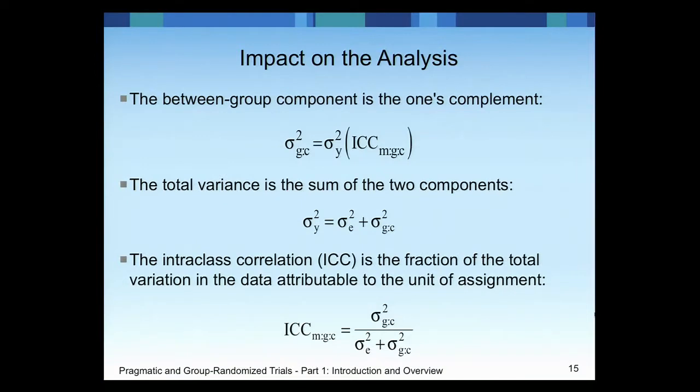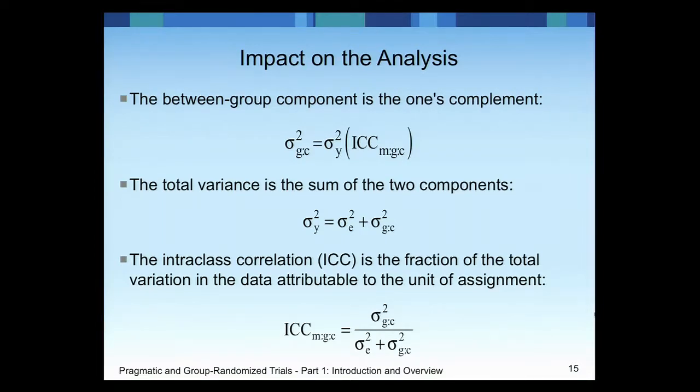It creates a second component of variance, however, called a group component, that is usually a very small fraction of the total variance, but it's still there, and it's shown in the top expression. The total variance is then the sum of the two components, the residual and the group component. Another way to define the intraclass correlation is as a fraction of the total that is attributable to the group. So sigma squared G:C divided by the total variation is another definition of the ICC.